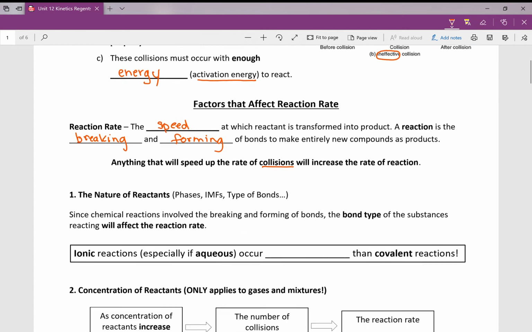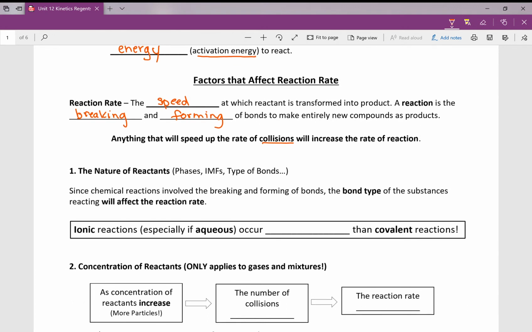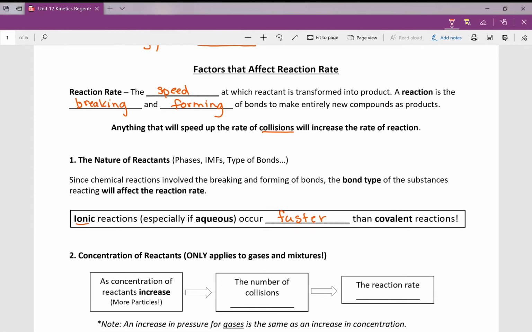So the first little thing has to do with the nature of the reactants. Because we're dealing with breaking and forming of bonds, that bond type is going to affect our reaction rate. Usually you're going to look for ionic reactions, especially if they're aqueous. Those tend to occur faster than your covalent reactions. That has to do with that type of bond and what's involved with breaking and forming them. So that's the first thing. Ionic is going to be faster than most covalent reactions, especially if it's aqueous.